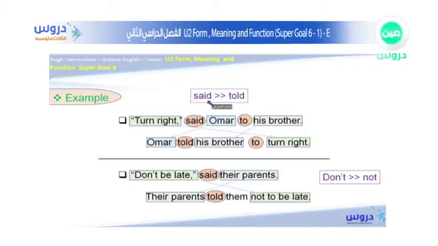When we have a sentence and we have the word said, we should change it to told. For example, turn right. Someone said, turn right. Who said that? Said Umar to his brother. Okay, so we have to say, Umar, this is the subject. He said this.